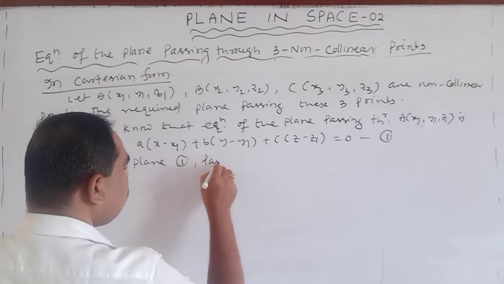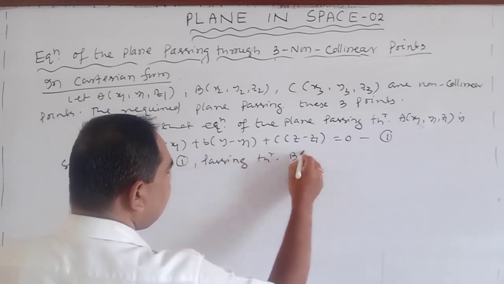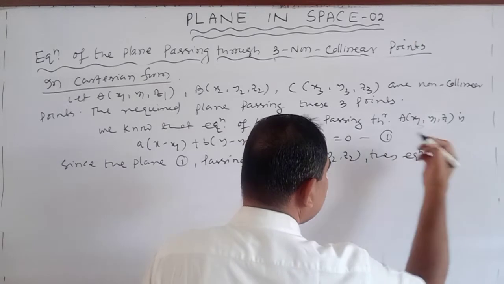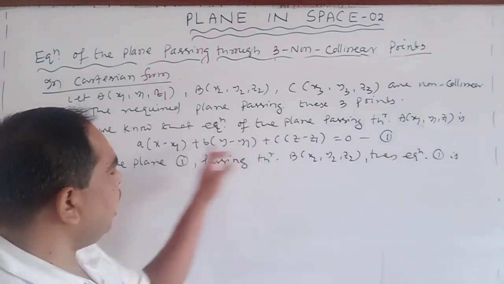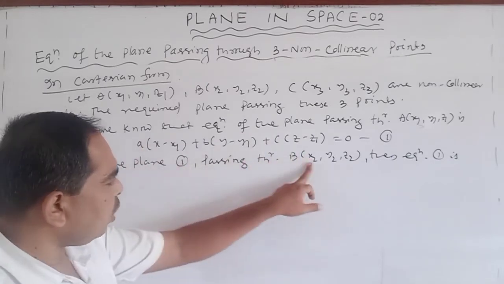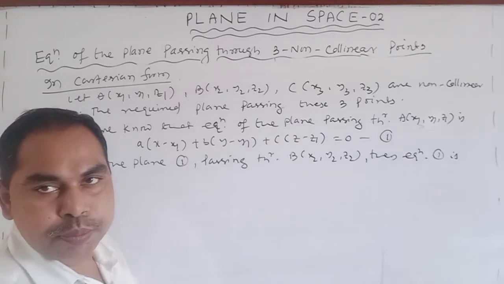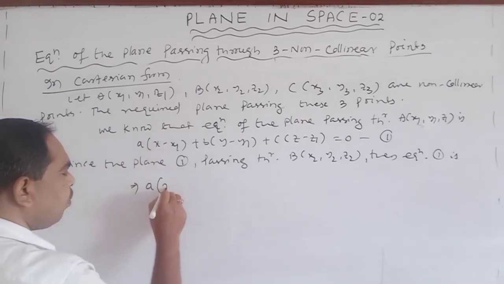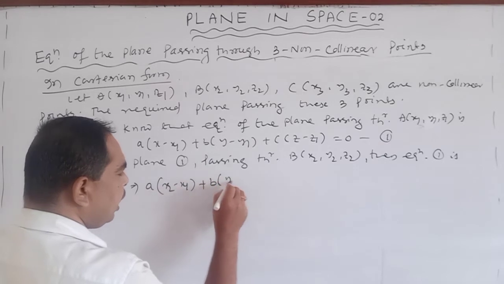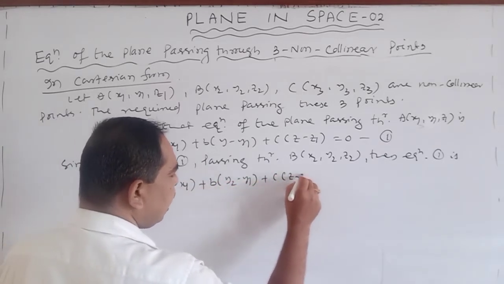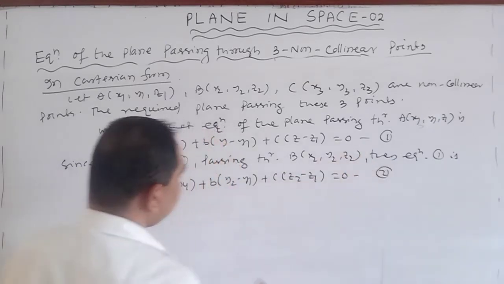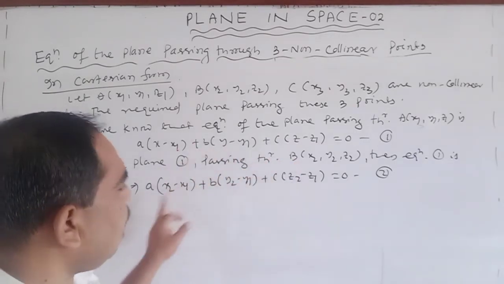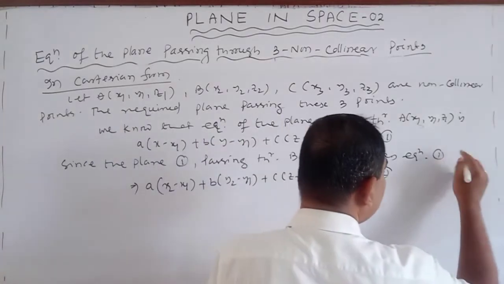Since the plane 1 is passing through B (x2, y2, z2), then equation 1 becomes, because x2 y2 z2 satisfy the plane equation, a into x2 minus x1 plus b into y2 minus y1 plus c into z2 minus z1 is equal to 0. Equation 2. Since the plane passes through B (x2, y2, z2), equation 1 becomes this.